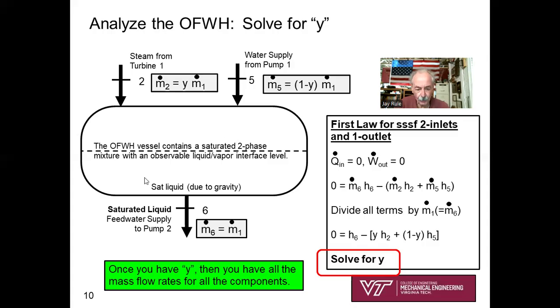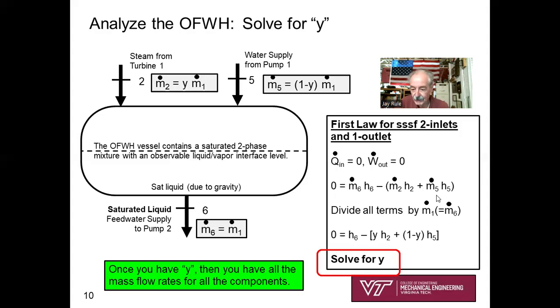Let's apply the first law now for our sketch. 2 inlets and 1 outlet, steady state, steady flow. Is the open feedwater heater lifting a weight? Is a shaft coming out? No to either. Fully insulated. The vessel is fully insulated. So Q dot in is 0, W dot out is 0. So the left-hand side 0 equals the sum of the mass flows leaving. Well, that's m dot 6 times h6 minus the sum of the mass flows in, m dot 2 h2 and m dot 5 h5. Of course, changes in potential and kinetic energy we're saying are 0.